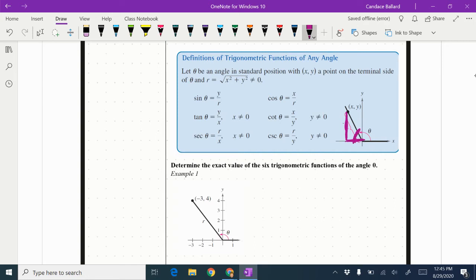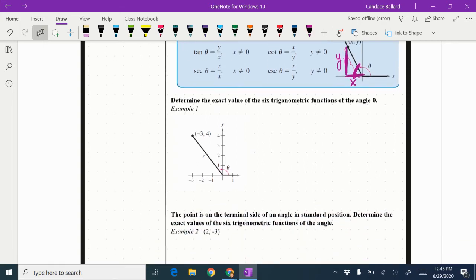The opposite is still there. The adjacent is still there. But in this case, since we're on the coordinate plane, the horizontal will always be our x, and the vertical will always be our y, no matter which quadrant we are in. So it wants us to find the exact value of the trig functions of any angle. So I'm going to draw my triangle.